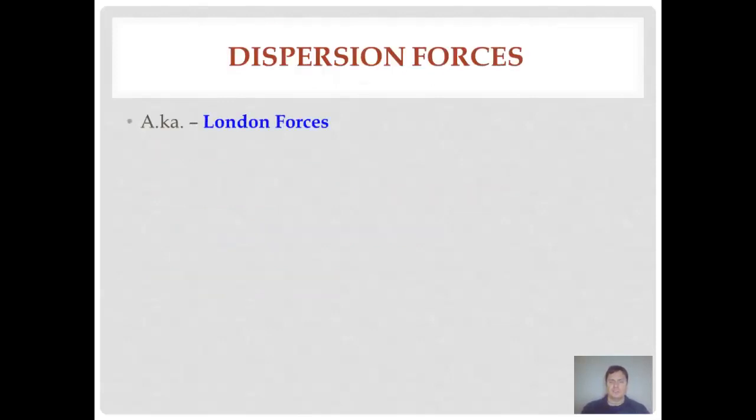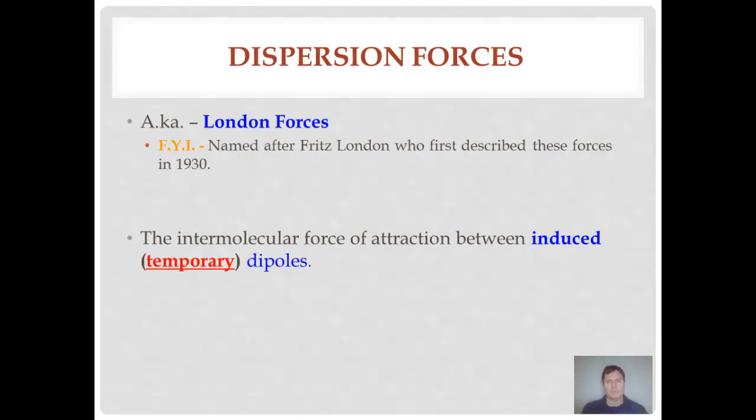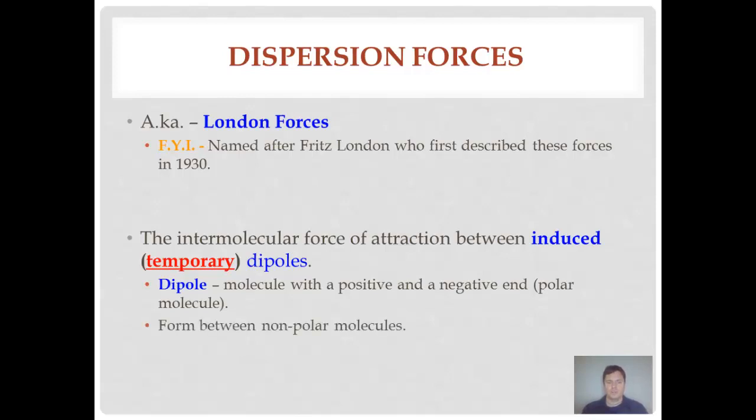Dispersion forces, also known as London forces, are named after Fritz London, who first described these forces during the 1930s, just to give you an idea where the name came from. It's an intermolecular attraction between what we call induced or temporary dipoles. If you induce something, you kind of force it to become a dipole. Now, if you remember back from when we talked about covalent bonding, we talked a little bit about dipoles. All dipoles are polar molecules, molecules that have one end slightly positive, the other end slightly negative, but overall a neutral charge.